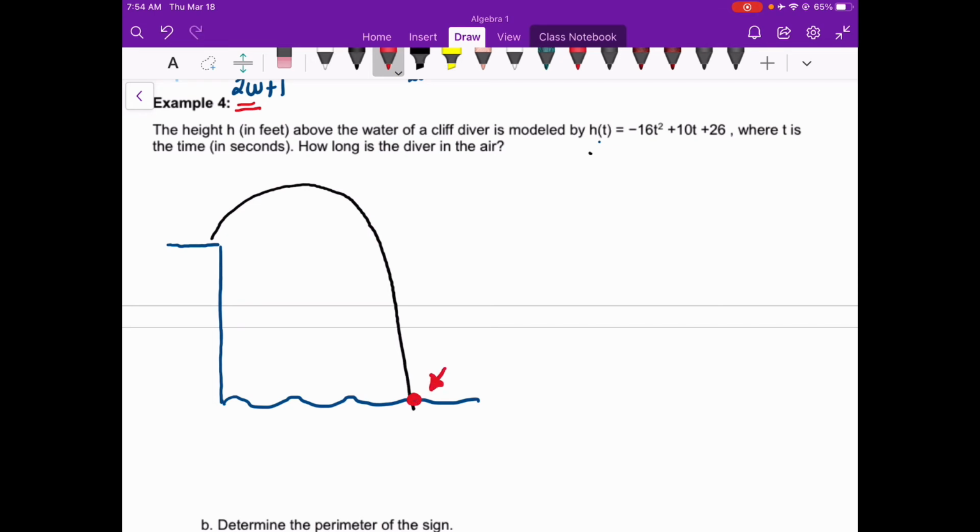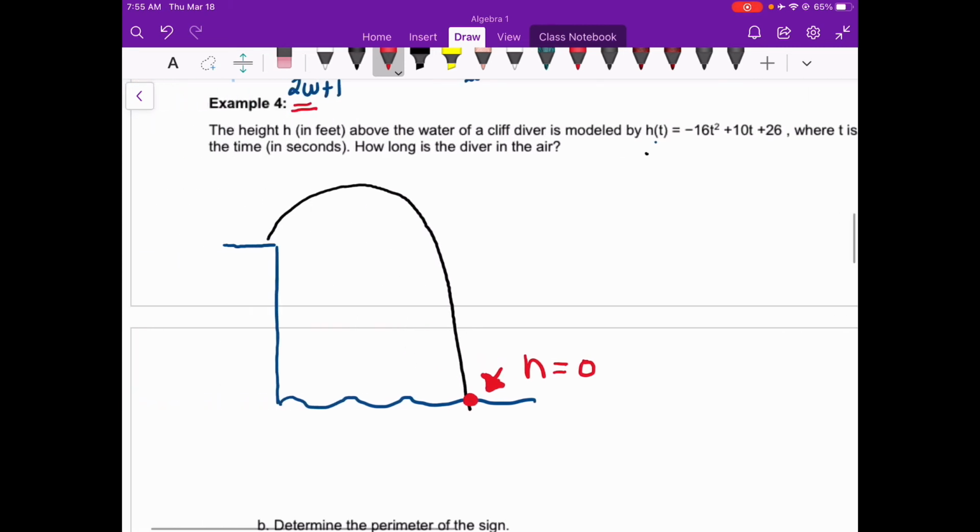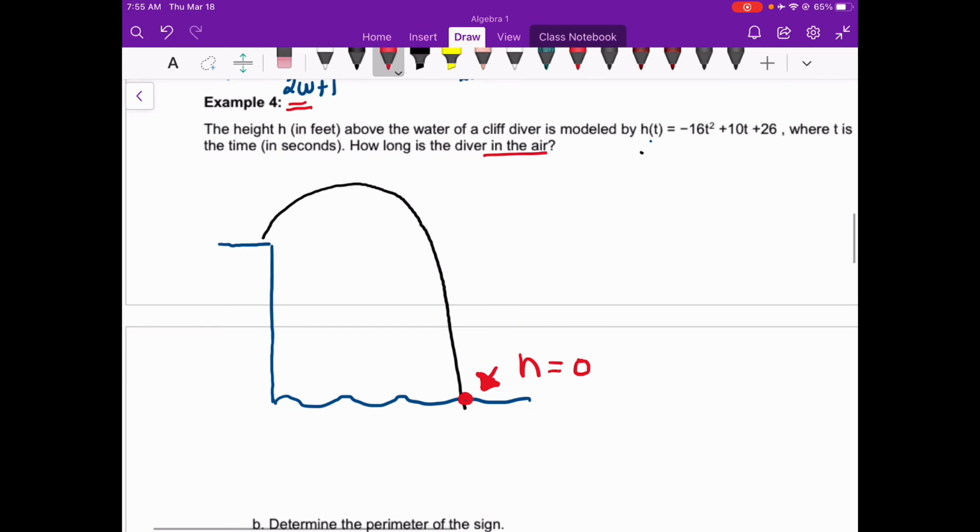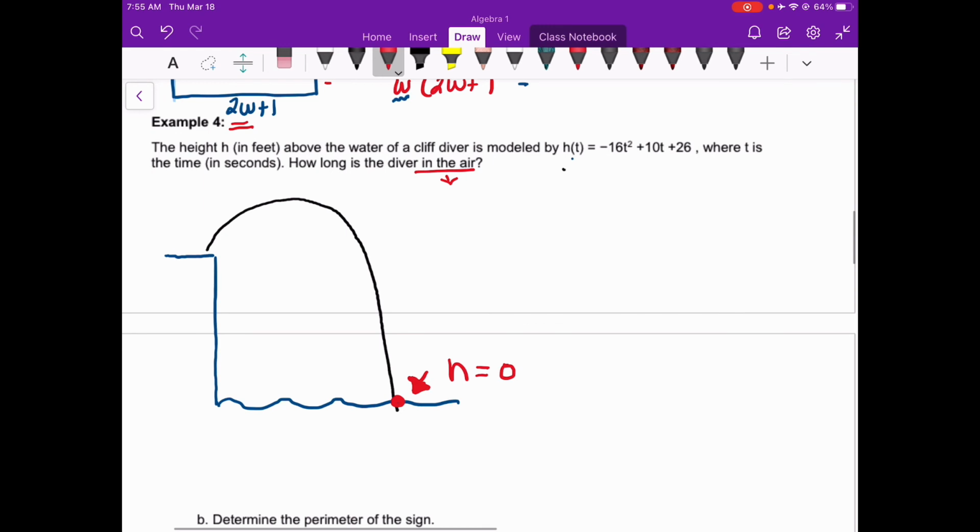They want to know how long this diver is in the air for, so right before it hits this water level. So what's the height here? The height at ground or water level is just 0. There's no height. It's hitting the floor. So if I want to find out how long a diver's in the air for, I want to find out how long it takes to hit the water. That would give me the same answer. So this h of t right here, I'm going to replace it with 0. When is that equation, negative 16t squared plus 10t plus 26, equal to 0?